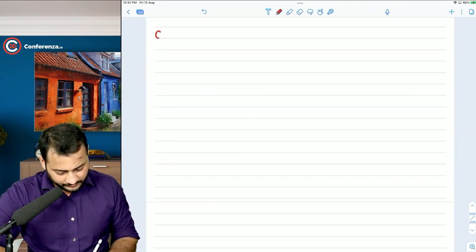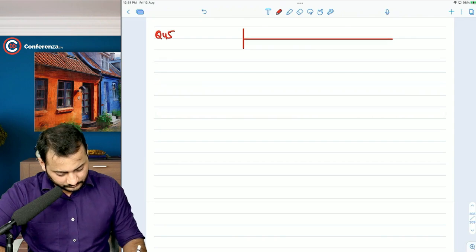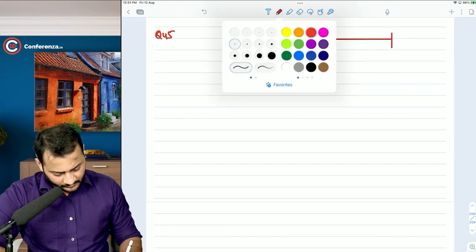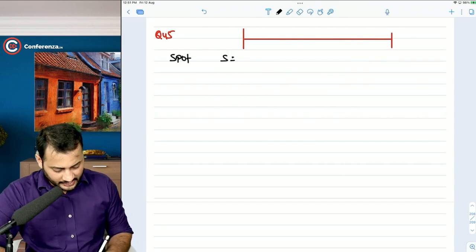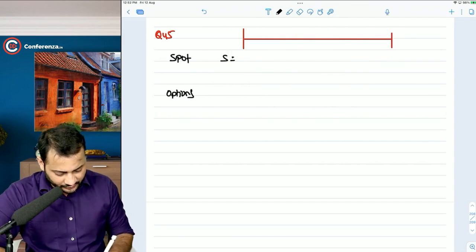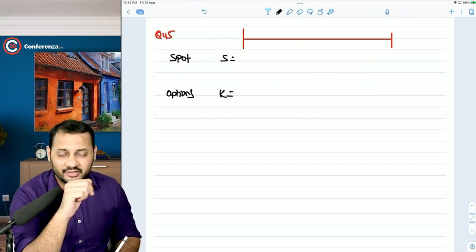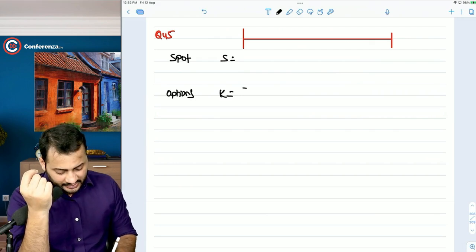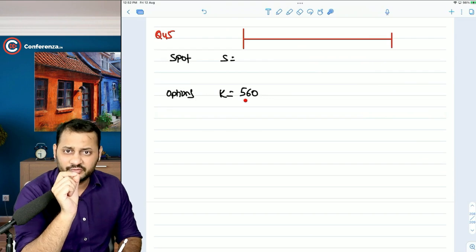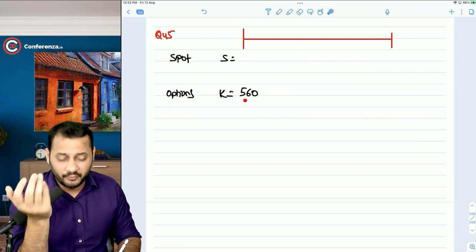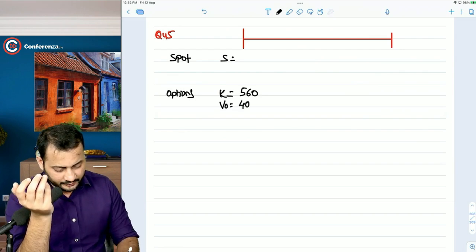Question 45. So this is the timeline, and this is, let's say, the spot market. There will be some price at this point, and this is the options market, that means the derivatives market, and there is a strike price. Now we are not going to use the word F here, we are going to use K. The strike price is 560. Do you have to pay this much of the amount? No sir, this is just a contract price. The amount that you have to pay is the premium, which is 40.